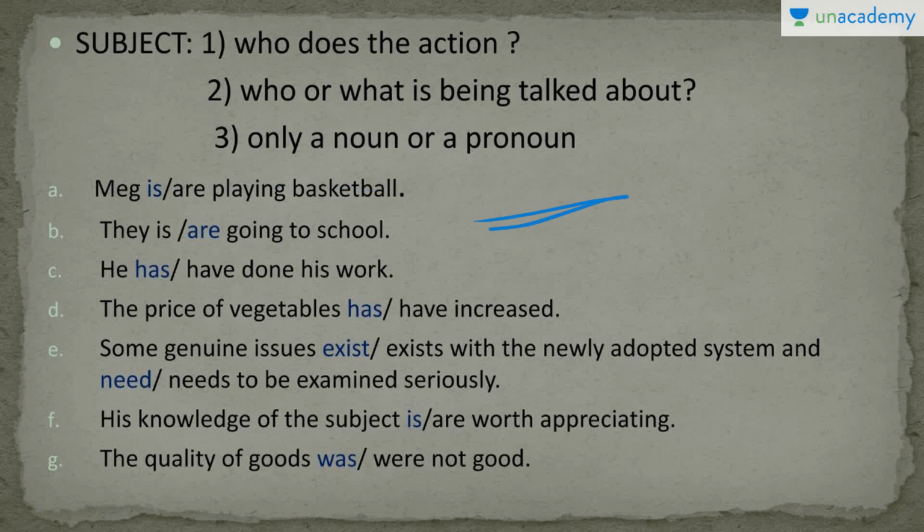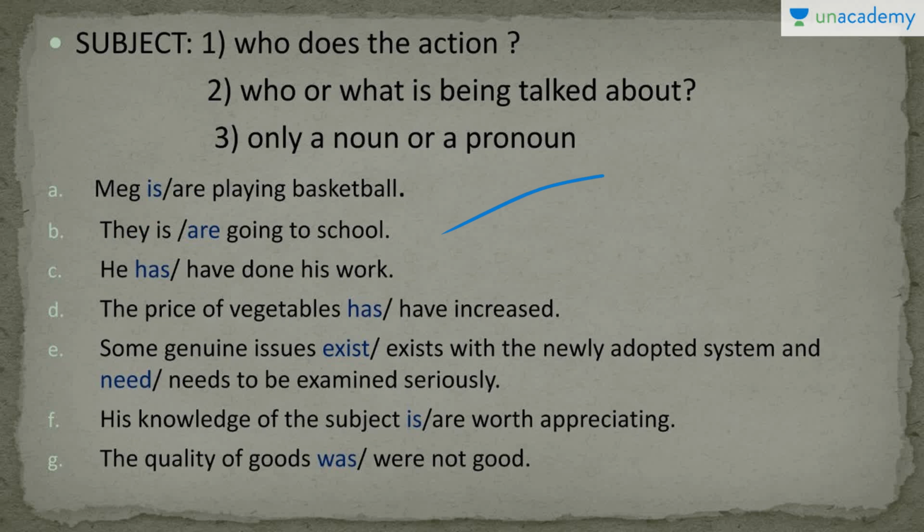The first sentence is Meg is or are playing basketball. First of all, you need to find out the subject, and here an action is being done. Playing is the action. Who is doing the action? Meg is doing the action. It's a name, so it's a third person singular subject, so I need a singular verb. That's why I used is, and the correct sentence would become Meg is playing basketball.